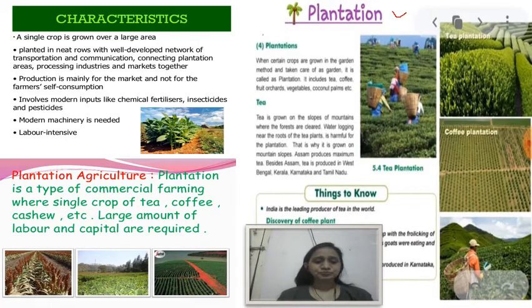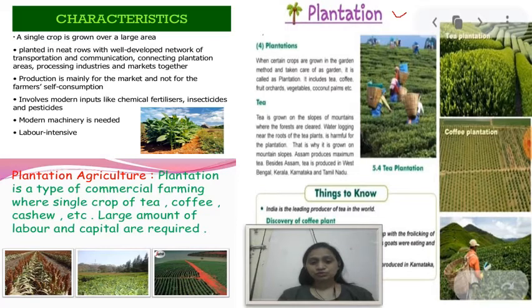Okay, and it is mainly produced for the market and not for the farmers' self consumption. इस तरह की जो प्लांटेशन टाइप की फार्मिंग होती है वो मार्केट यूज के लिए किया जाता है, सेल्फ कंजम्पशन के लिए बहुत कम किया जाता है. Okay, it involves input methods like chemical fertilizers, insecticides and pesticides.